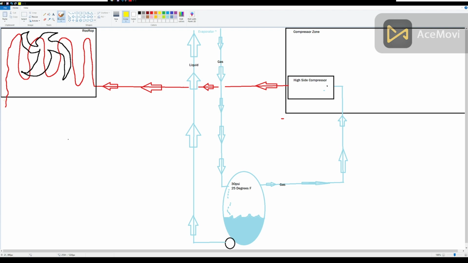And you're going to have your liquid coming out of... Where's my line tool? Your liquid coming out of here. I should make this orange. It's going to be orange in most engine rooms anyway. This orange is going to connect to something called your high pressure receiver.